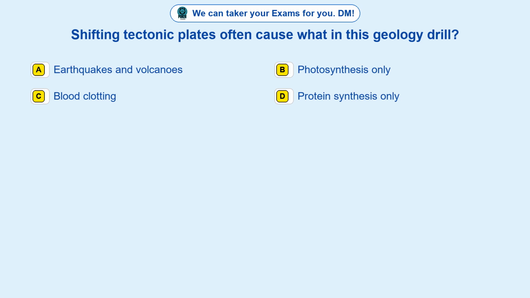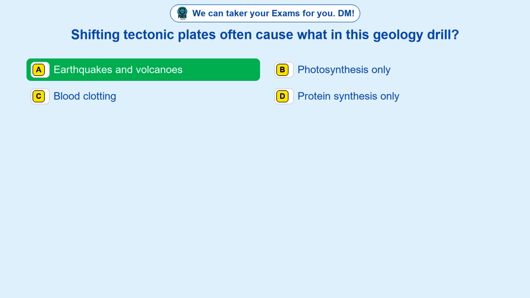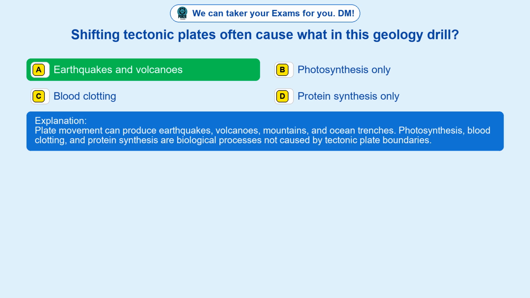Question 83. Shifting tectonic plates often cause what in this geology drill? Option A, earthquakes and volcanoes. Option B, photosynthesis only. Option C, blood clotting. Option D, protein synthesis only. The correct answer is option A, earthquakes and volcanoes. Plate movement can produce earthquakes, volcanoes, mountains, and ocean trenches. Photosynthesis, blood clotting, and protein synthesis are biological processes not caused by tectonic plate boundaries.